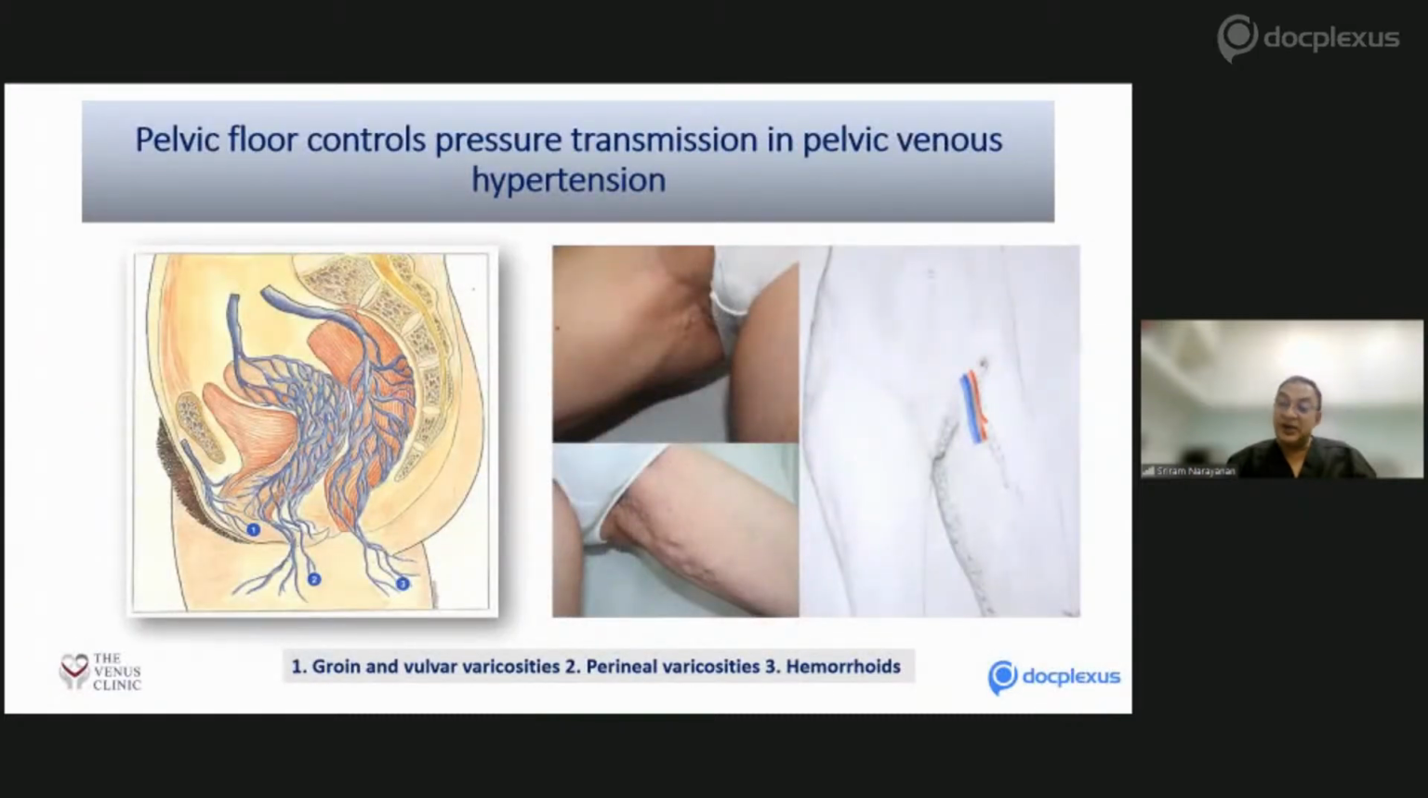So some of you might have seen varicosities around the groin like this and around the vulvar region. And this is essentially the pelvic floor losing its ability to stop the transmission of pressure from above the pelvic floor in through the superficial perineal pouch and towards the limb and the back of the thigh.